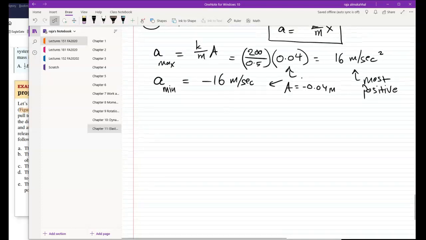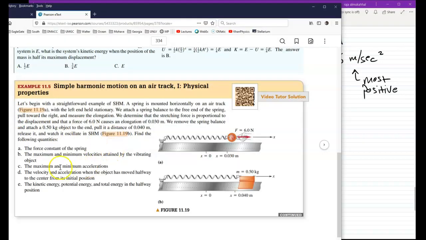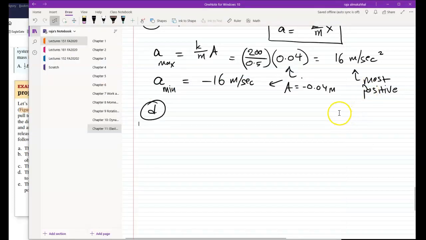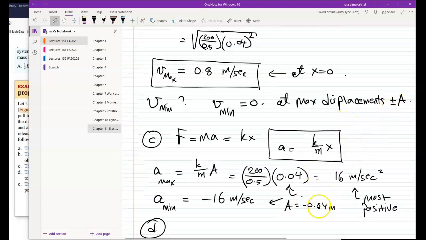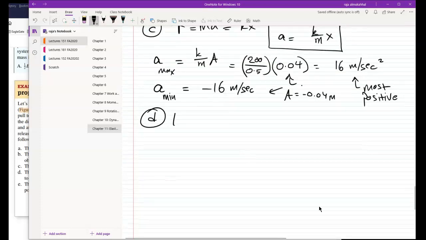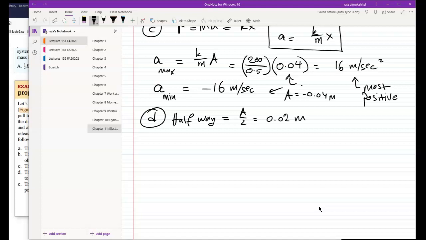All right, part D. He said the velocity and acceleration when the object has moved halfway to the center from its initial position. Okay, what does halfway mean? Halfway is basically half the maximum displacement, half A. If A here is 0.04, halfway is 0.02. Okay, that's the meaning of it. So halfway means A over 2, so that will be 0.02 meters, on either side. It could be positive, it could be negative.